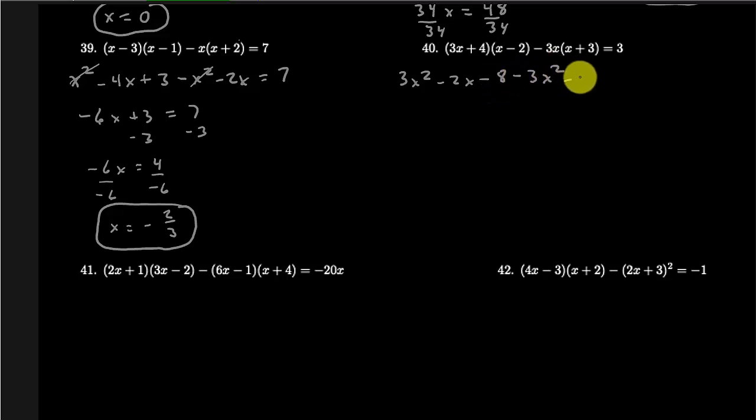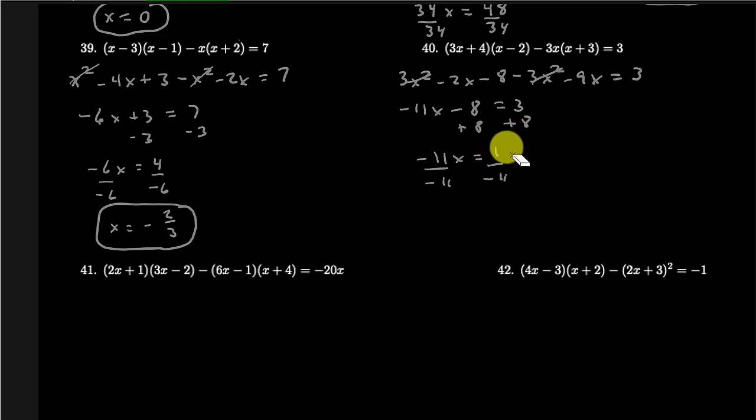Minus 3x squared minus 9x equals 3. So the 3x squareds are going to go out. I've got negative 2x minus 9x is minus 11x minus 8 is equal to 3. And then I'm going to add 8 to both sides. I get negative 11x equals 11. Divide everything by negative 11. Is that an 11 up there? Doesn't look like it. And so I'm going to get x is equal to negative 1.